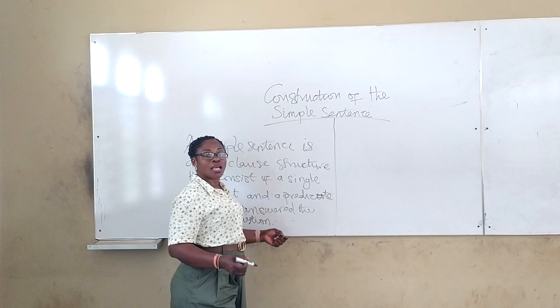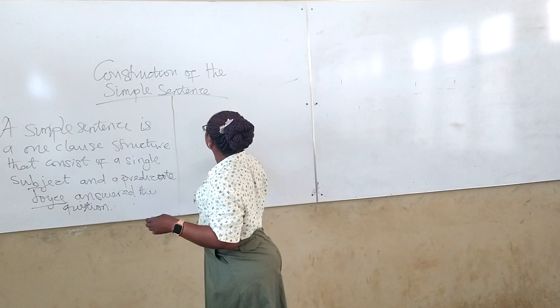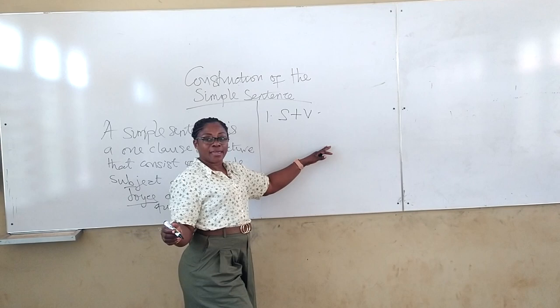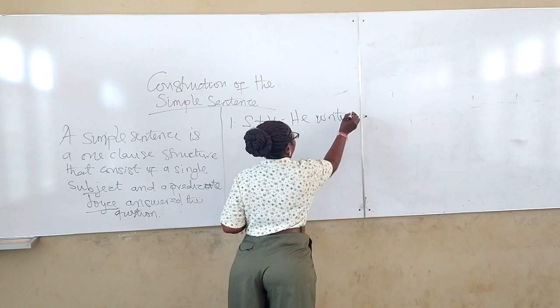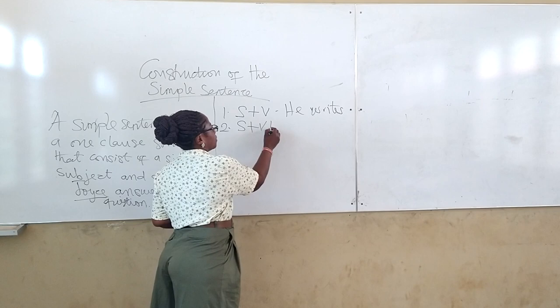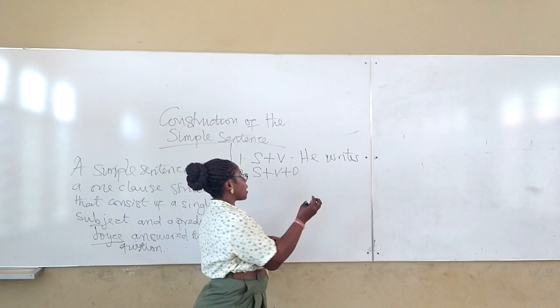Now let's move on to the construction of a simple sentence. We have one. The first is subject plus verb. An example, he writes. He writes. The next formation is subject plus verb plus object. Let's expand the first one. He writes books.